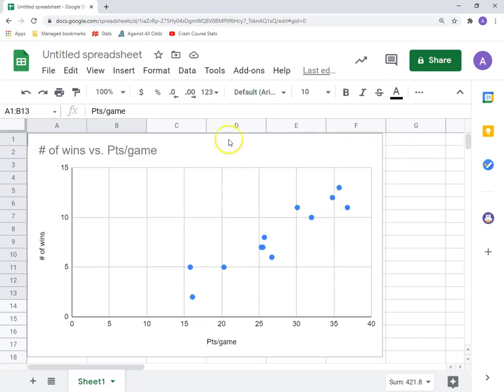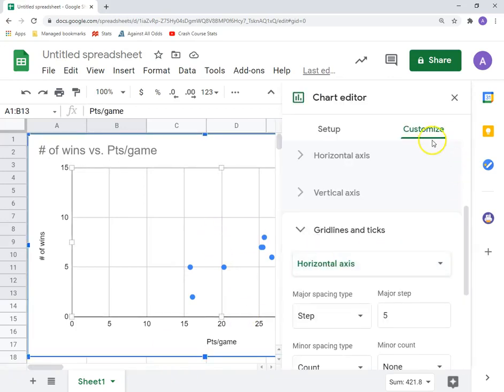It doesn't go by 5s on the bottom? Sorry, Tanner. Okay, so go to customize, go to grid lines and ticks, and then you're going to choose horizontal axis, and then your major step is going to be 5.